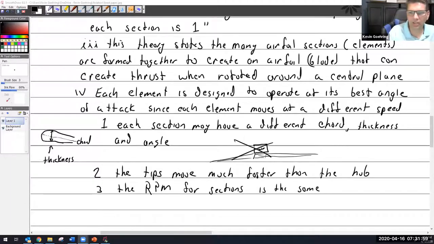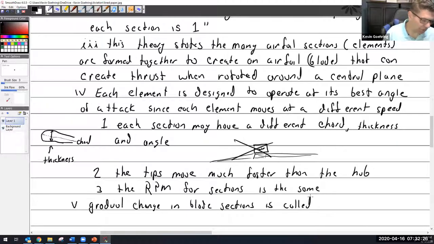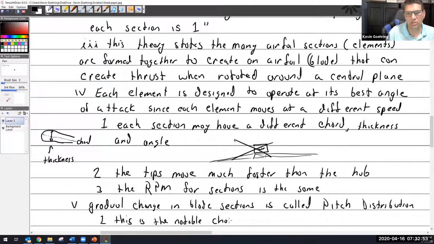There we go. Okay, so RPM for sections is the same. That's where we left off. The gradual change in blade sections is called pitch distribution. I'll put that down here. This is the noticeable change, the noticeable twist in blades.